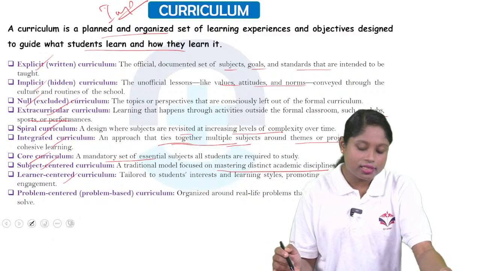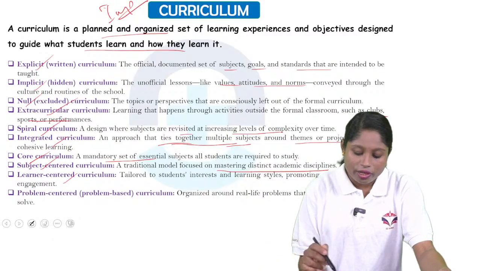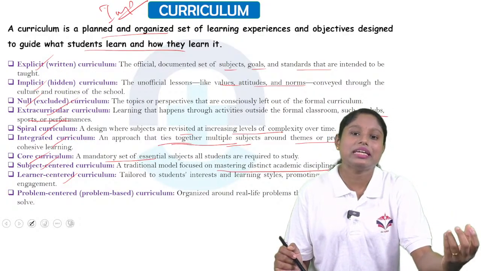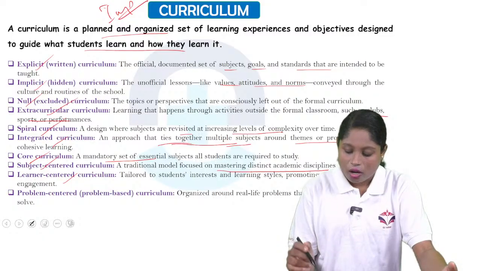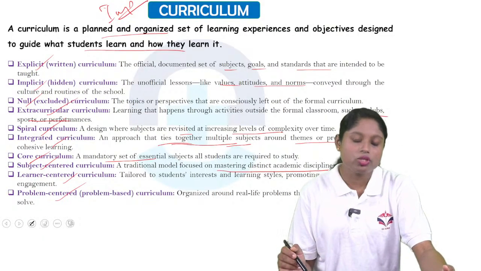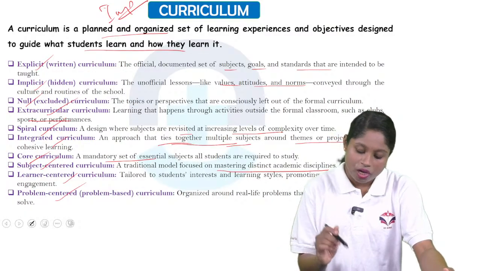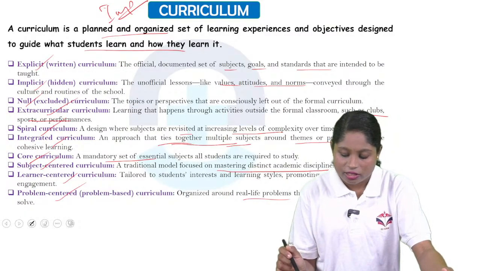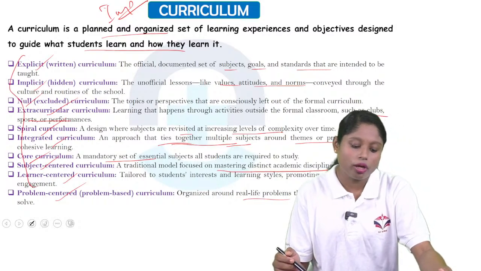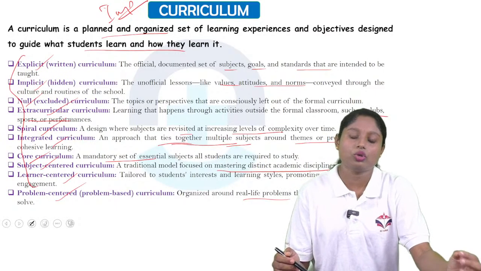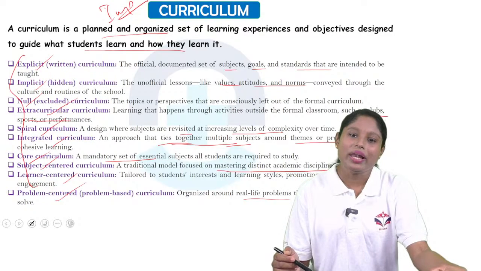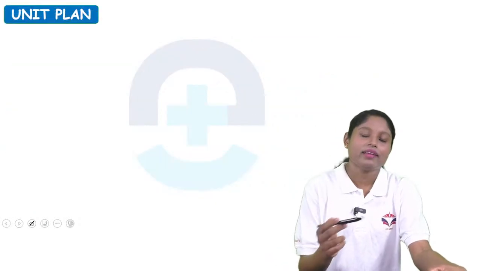Next is learner-centered curriculum, tailored to students' interests and learning styles. So it's mainly developed based on the students' interests and learning methods, promoting active, personalized engagement. Next is problem-centered or problem-based curriculum, organized around real-life problems that students investigate and solve. So these are the main types of curriculum. So curriculum is very important. So you need to study more deeply about curriculum. Clear? So let's move on to the next topic, that is unit plan.